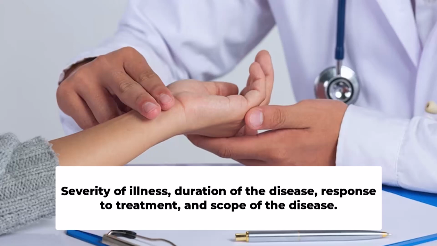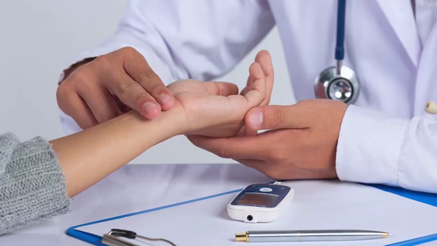Physicians consider factors such as the severity of illness, duration of the disease, response to treatment, and scope of the disease. This classification aids in determining the appropriate treatment approach and patient care guidelines. Duration refers to the amount of time or a particular time interval associated with a disease. Here are some important points regarding disease duration.